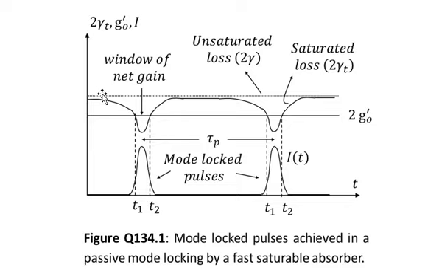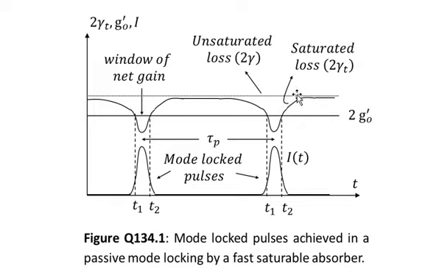So you can see that the unsaturated loss 2 gamma is constant. Unsaturated loss means that when the absorber is in the unsaturated condition, the loss is higher. So when the absorber is in the unsaturated condition, it will present the highest possible loss, which is shown in the dotted line and is a horizontal line.